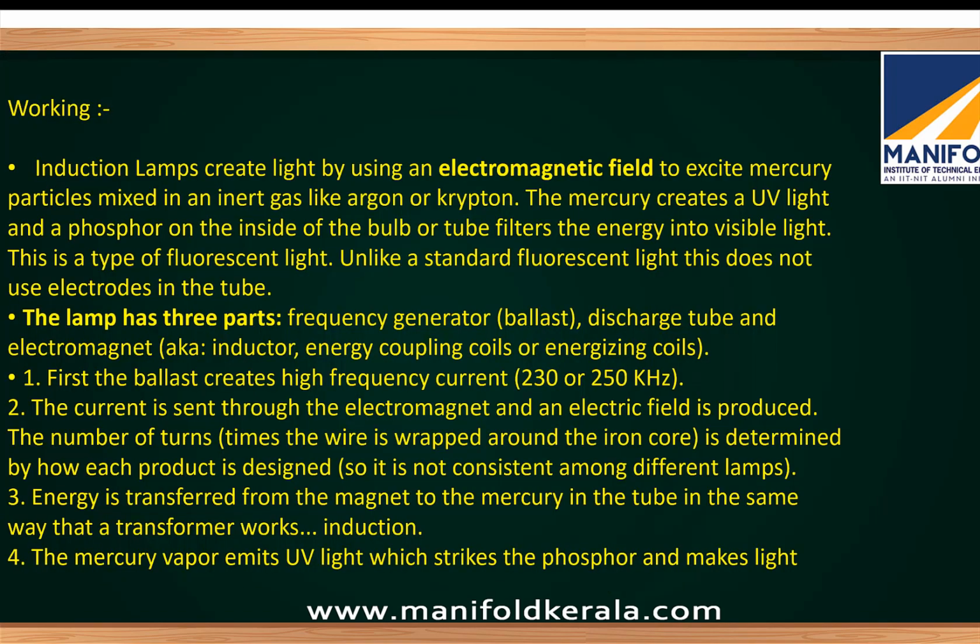Understand? Induction lamps create light by using an electromagnetic field to excite the mercury particles mixed in an inert gas like argon or krypton. The mercury creates ultraviolet light, and the phosphorus on the inside walls of the bulb or tube converts the energy into visible light. This is what happens even in the fluorescent lamp.